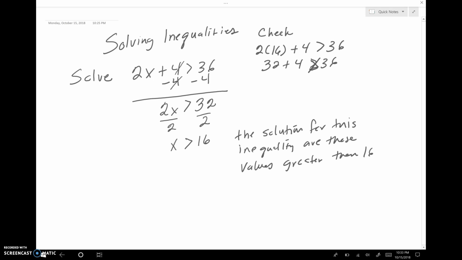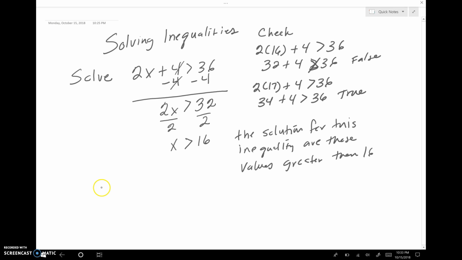So a number that is greater than 16 is, let's say, 17. So we have 2 times 17 plus 4 is greater than 36. 2 times 17 is 34, plus 4 is 38, which is greater than 36, and we know that is true. And the previous check will be false.